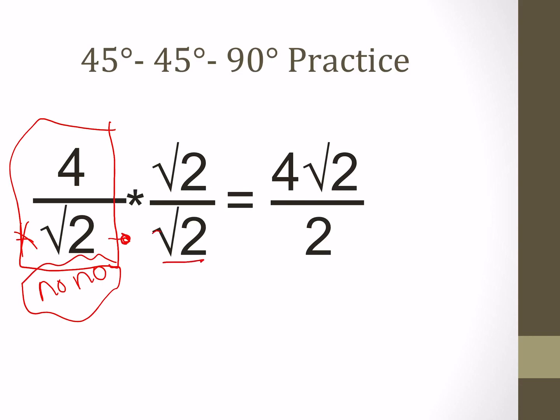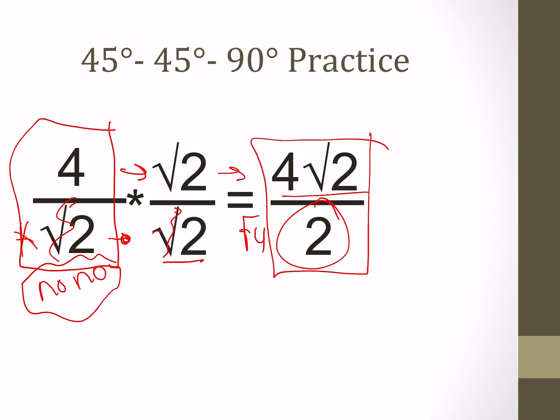So radical 2, what I do to the bottom, I do to the top. Multiply straight across, you get 4 radical 2 for your numerator. Rad 2 times rad 2 is rad 4. Or if I know the shortcut, the square roots are canceling each other out, so I'm just left with 2 either way. So now look at your answer, 4 rad 2 over 2.